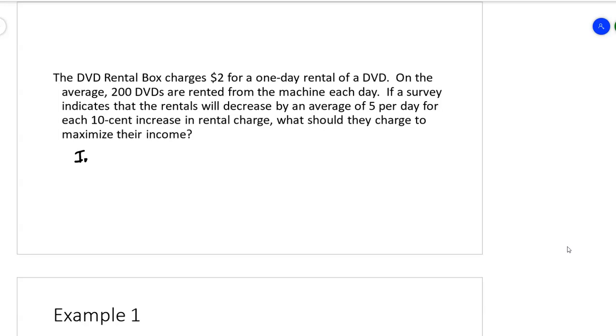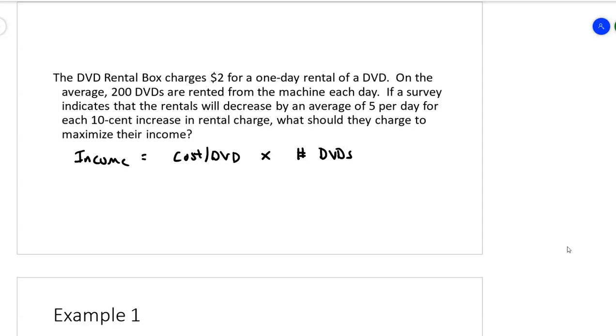Their income is the cost per DVD times the number of DVDs that they rent. So right now, they're charging $2 a day for 200 DVDs. So they're pulling in about $400 a day. This says that if they raise them by 10 cents, then they're going to lose 5 DVDs per day.